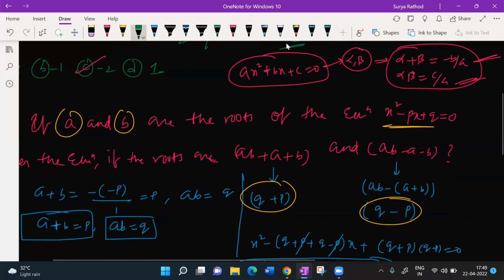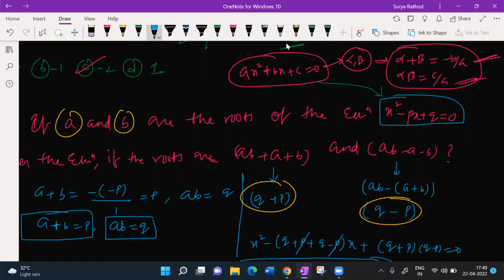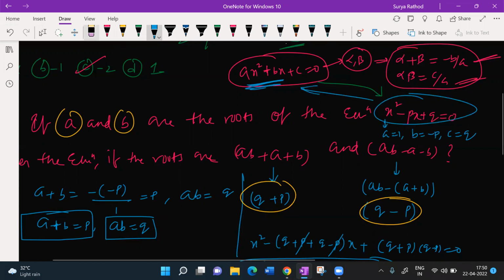So these two formulas are used here. Now here, if you compare the given equation with ax square plus bx plus c, what are you going to get? What is the a value here? 1. B value is minus p. What is the c value? q. Correct? If you compare with this equation, your a, b, c values are 1, minus p and q respectively. Correct?